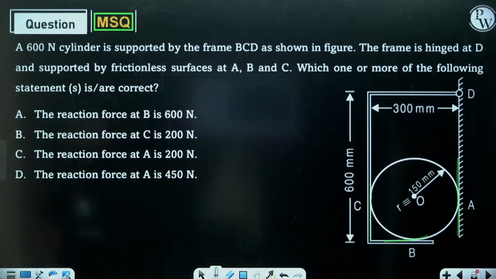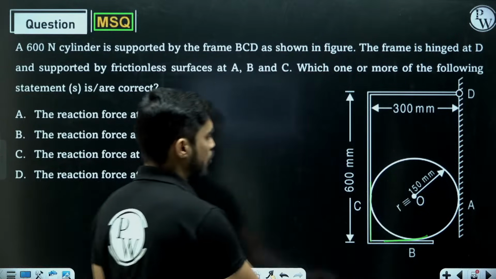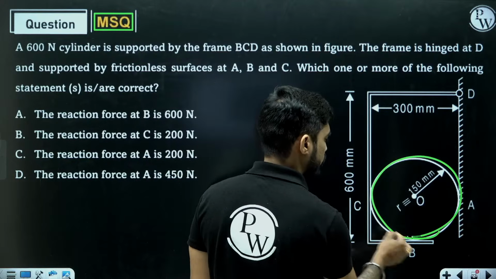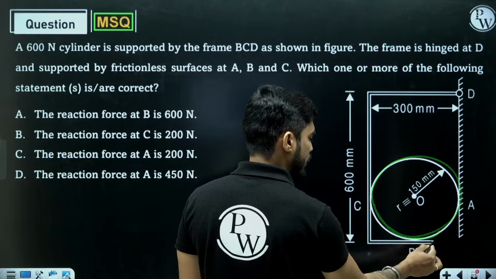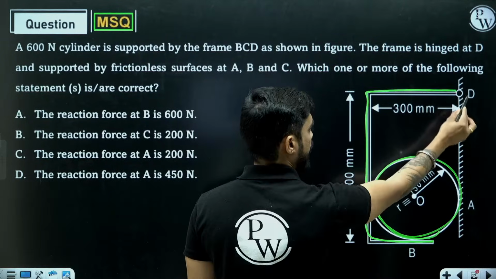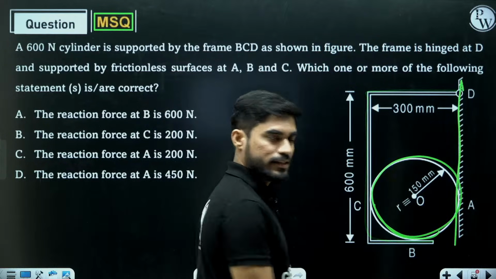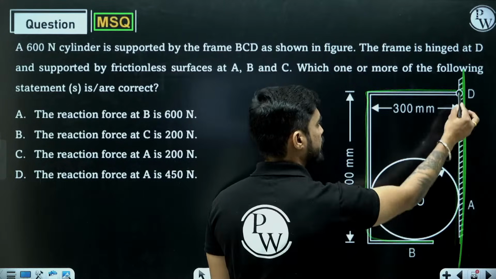Understand what is happening. We have a cylinder of weight 600 Newton. It is supported by a frame and a wall. This is the wall and this is the frame.